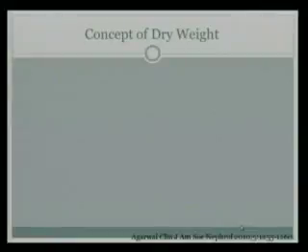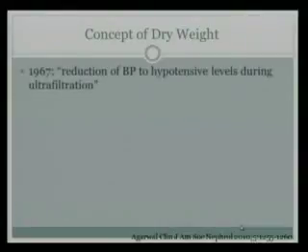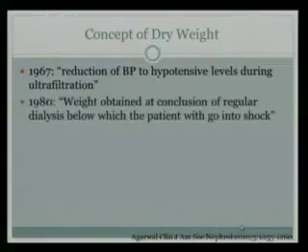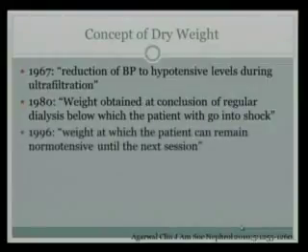I keep making mention of this dry weight, and how has it been defined over the years? So in 1967, it was defined as reduction of the blood pressure to hypotensive levels during ultrafiltration. Again, ultrafiltration is the volume of fluid that we're pulling on dialysis. In 1980, it was defined as the weight obtained at the conclusion of regular dialysis, below which the patient would go into shock. In 96, the weight at which the patient can remain normotensive until the next dialysis session.